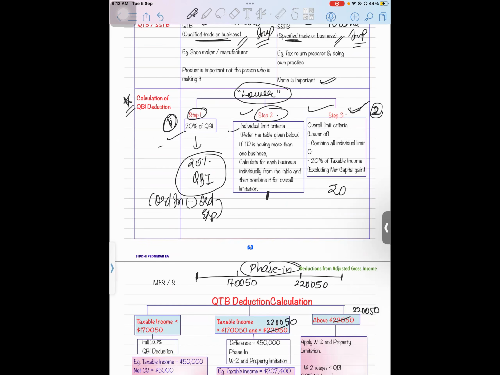Okay, 20% of QBI or 20% of taxable income. Remember, when the question is there, they will provide us the QBI expenses and definitely the taxable income in the question, right? These two things we will get in the question too. Okay. Correct. I'll upload it today only.